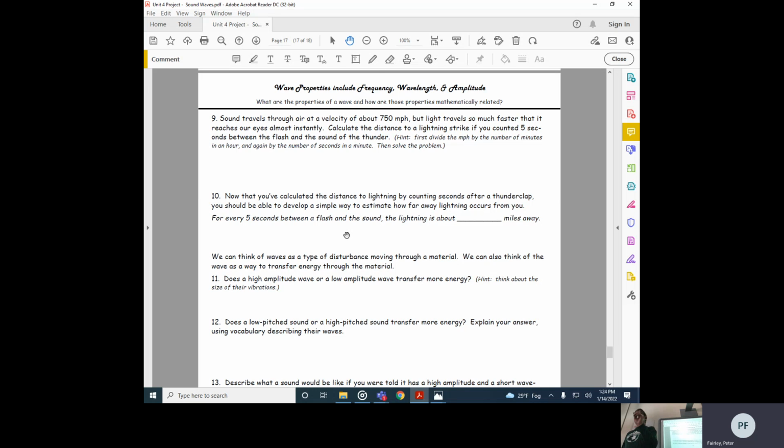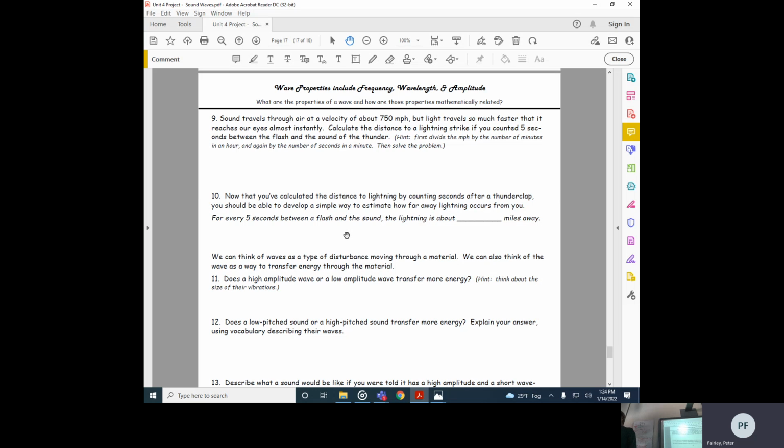But wait a minute, that gives us the number of miles that the sound travels in 1 second. But how many seconds did it take to get to you? 5. So what are you going to do? Multiply by 5. And that's going to be your answer to number 9. It's going to be in miles. That's going to be measured in miles. So we should get the distance. Just slightly more than a mile, okay, right?